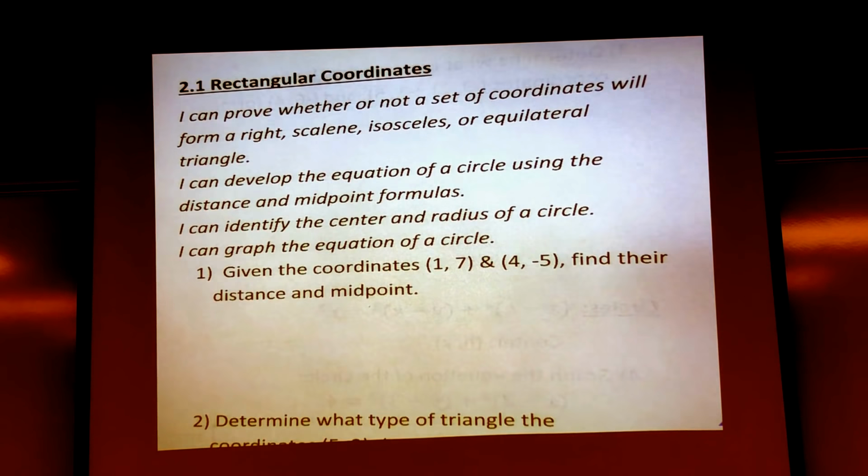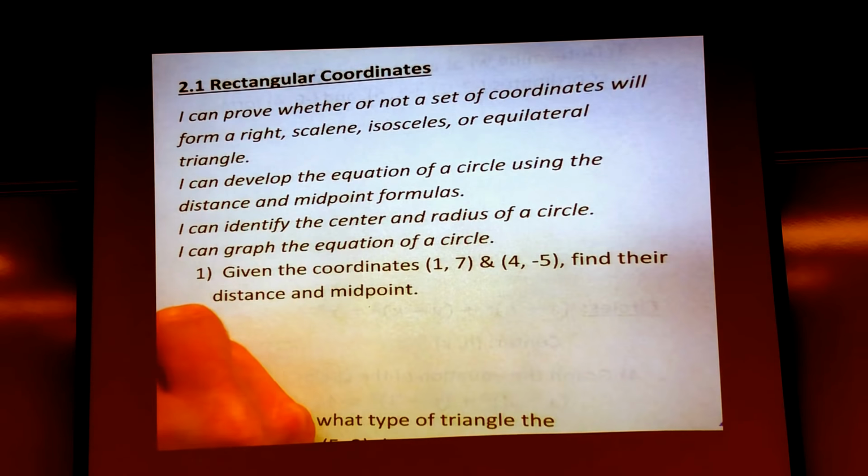This is 2.1 rectangular coordinates part 1. This section will be divided into two pieces just for length of the video. There's a lot of calculations to do, so it takes a little bit longer. So we're going to start by taking some coordinates and figuring out their distance and midpoint, which means we're going to need to remember our distance and midpoint formulas. So let's start with distance.